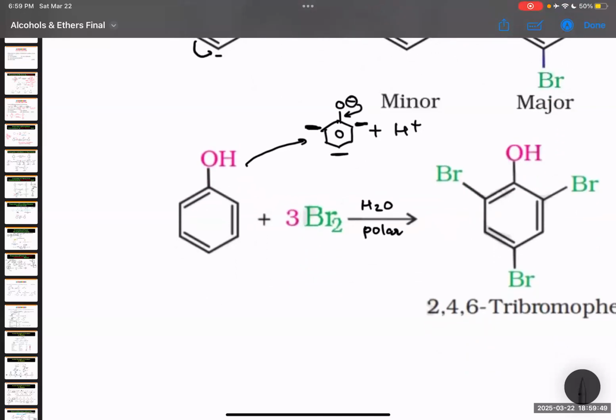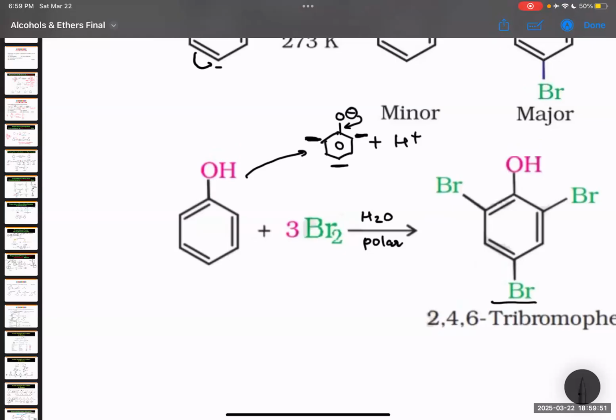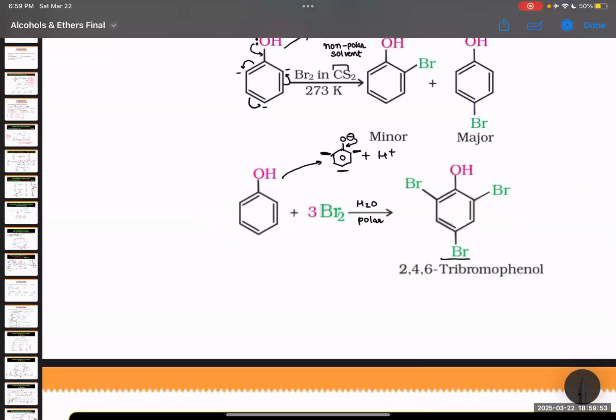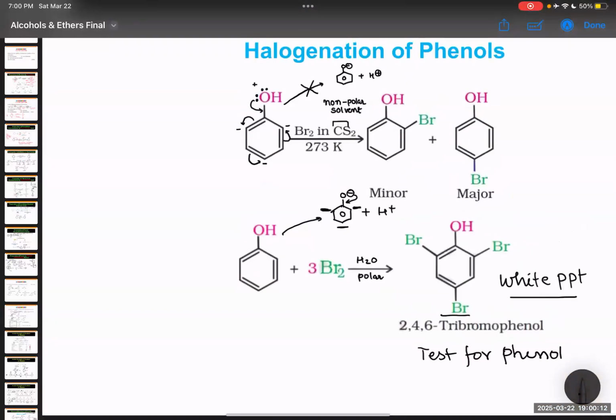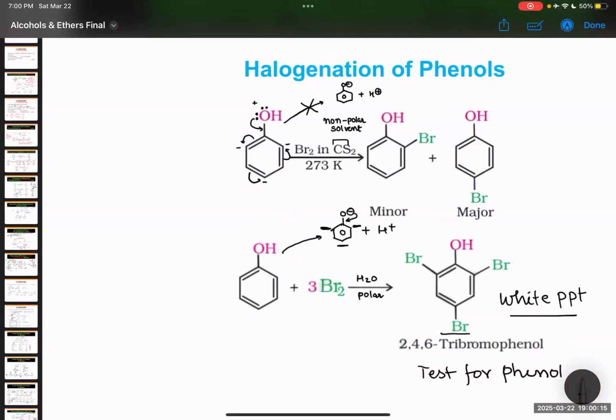And you are going to get the tribromo derivative. This is the white precipitate. This is also the test for phenol. Got it? You put bromine water, you get a white precipitate with phenol, and you get only one product because you have bromine connected to all three positions.